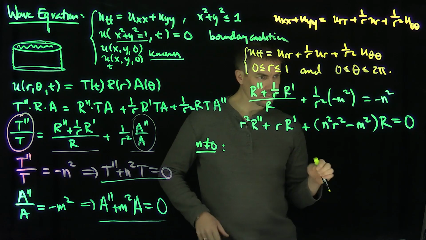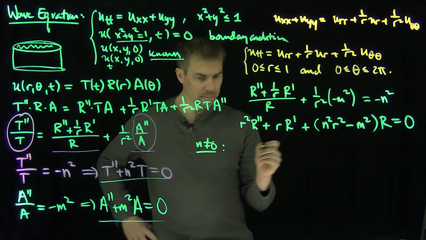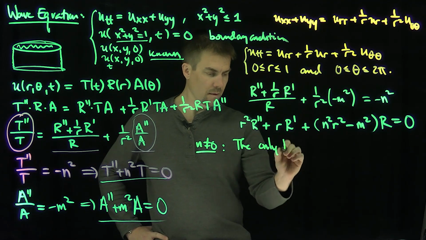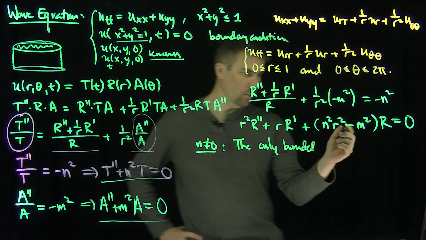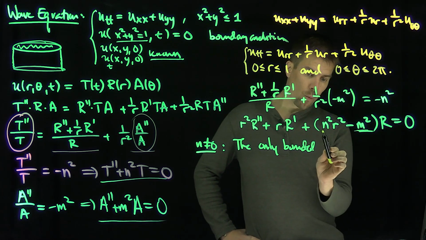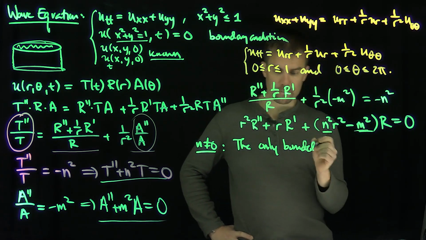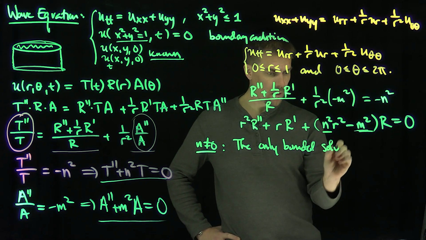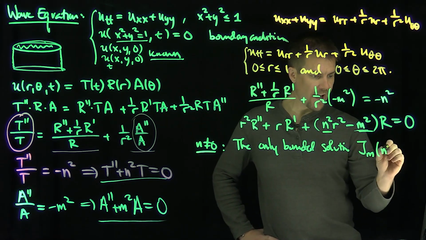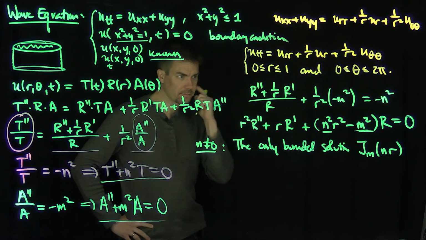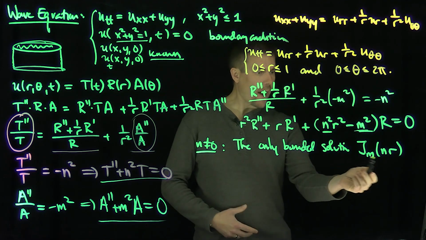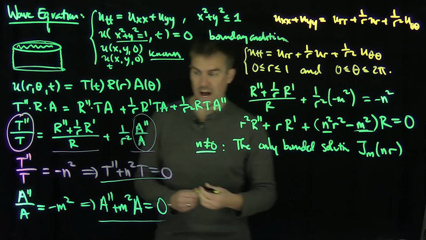The solution of this is going to be J_m, the only bounded solution. This is, of course, Bessel's equation of order m, for m an integer, scaled by n. So the only bounded solution is J_m of n r. And the other solution, Y_m of n r, is unbounded at the origin. So now what we're going to get is the following.